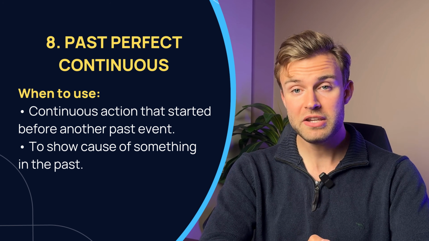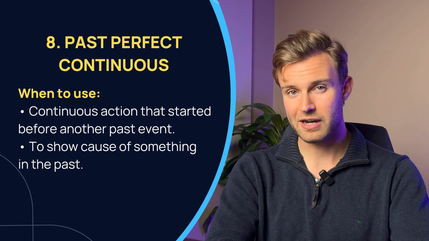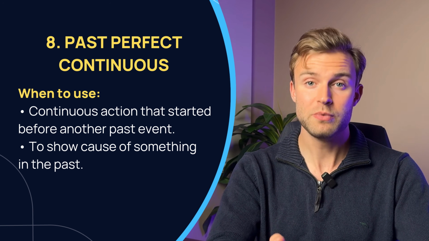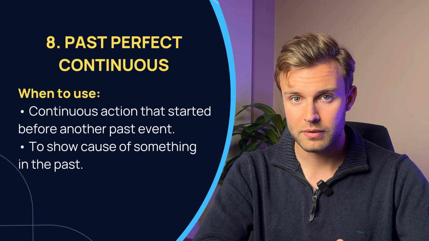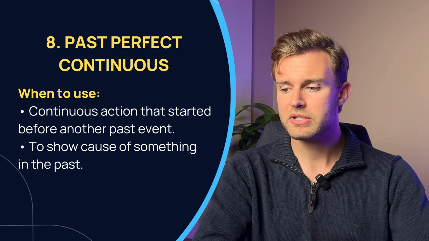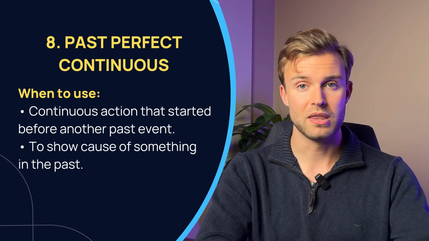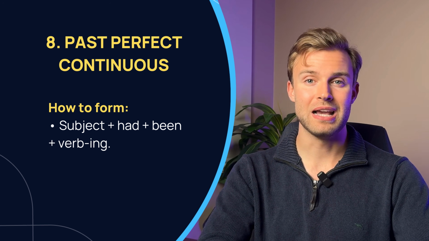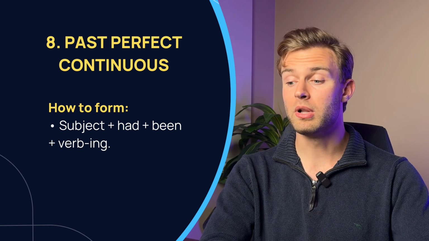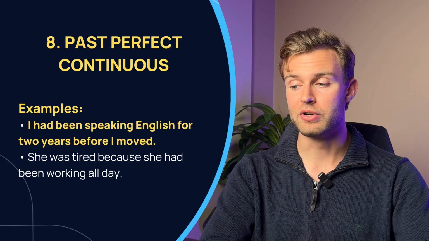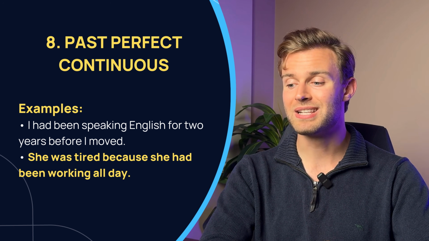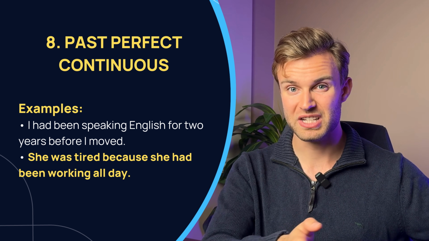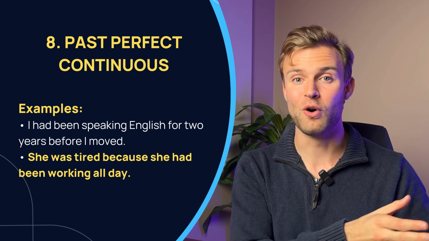Now the past perfect continuous is used for a continuous action that started before another past event. And remember, by continuous action, we're talking about a longer action. We can also use the past perfect continuous to show the cause of something in the past. We form it using the subject, using had, using been, and using the ing form of the verb. For example, I had been speaking English for 2 years before I moved. She was tired as she had been working all day. Again, this is a bit of a longer action. It's a continuous action. She had been working for the whole day.